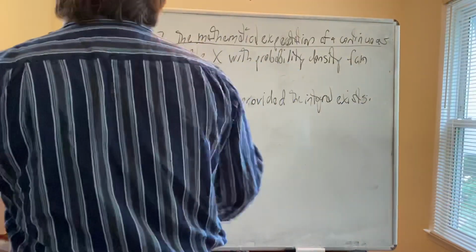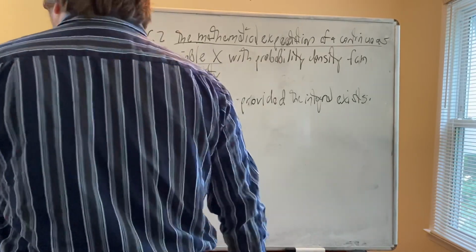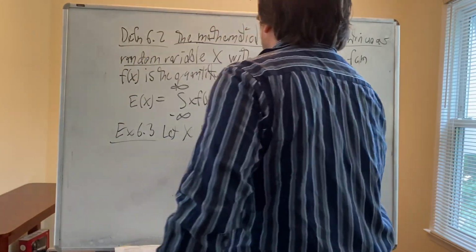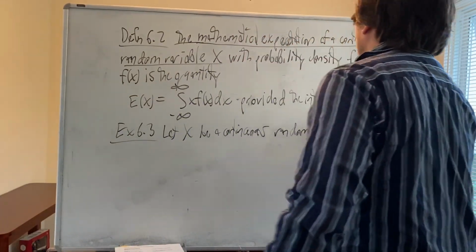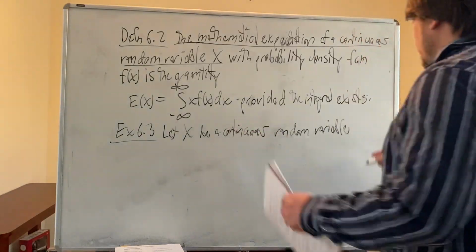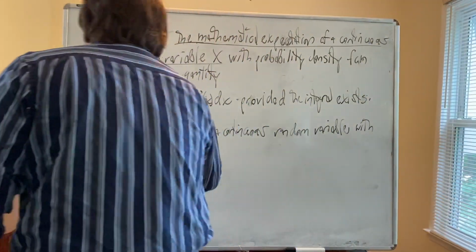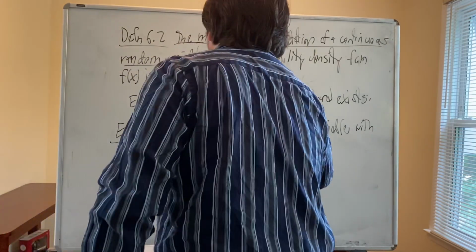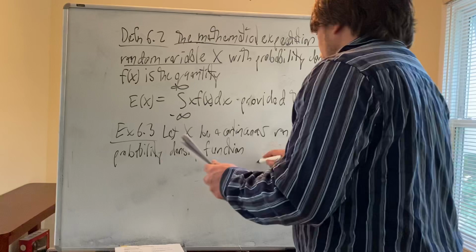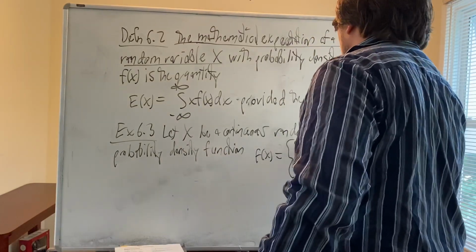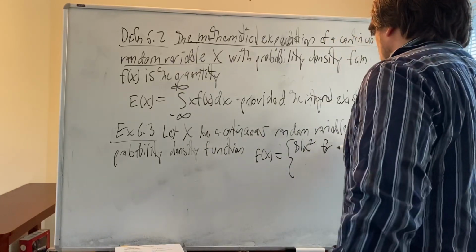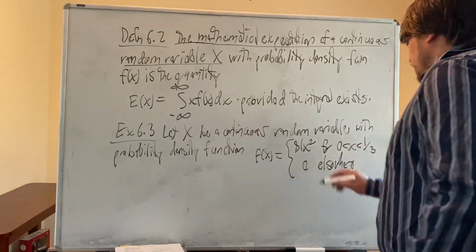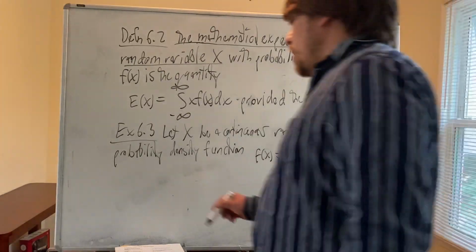Okay, example 6.3. Let capital X be a continuous random variable with probability density function little f of x equal to 81x squared for 0 less than x less than 1/3, and 0 elsewhere. Find capital E of X.